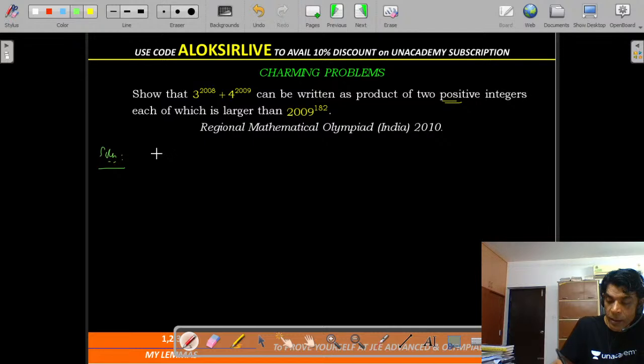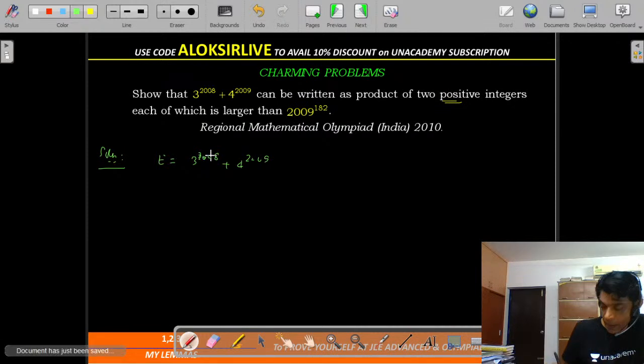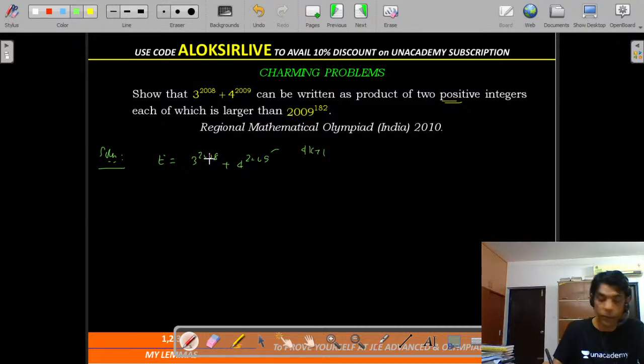The first thing to notice is that if I write this as e, then you've got 3 to the 2008 plus 4 to the 2009. You cannot miss this thing, that they are given to you as a multiple of 4 for some reason, and this is a multiple of 4 plus 1. This is a multiple of 4, not without any reason, right? Now, yes, mathematically your comment may be valid in that context. Now I can write this as 4. See how the problem was made, how it was created.